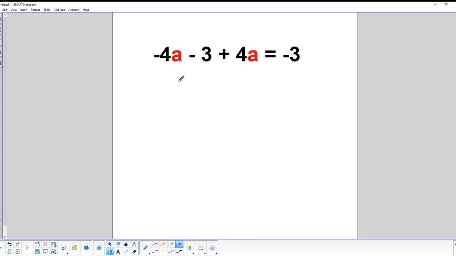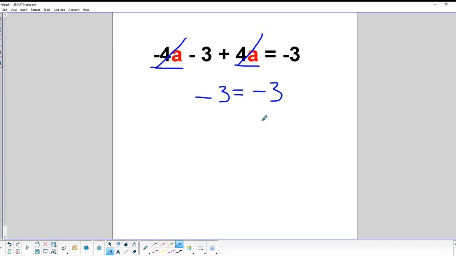So we know when we're solving for the variable, we're trying to get it by itself. Well, I notice I have some like terms on the left side of this problem. And I notice negative 4a plus 4a actually cancel each other out. So the variables completely disappear right off the bat. So I'm left with just negative 3 equals negative 3.